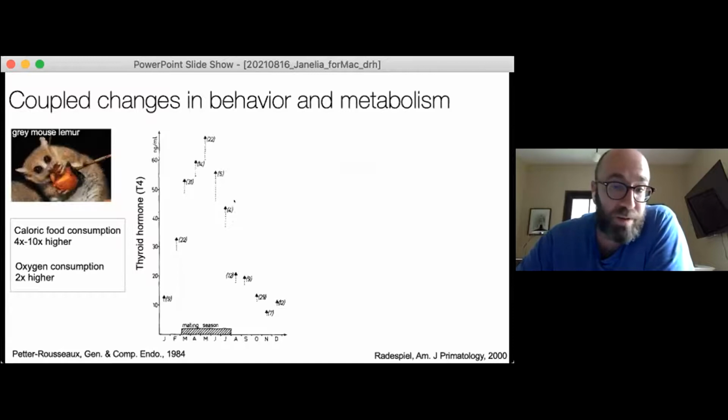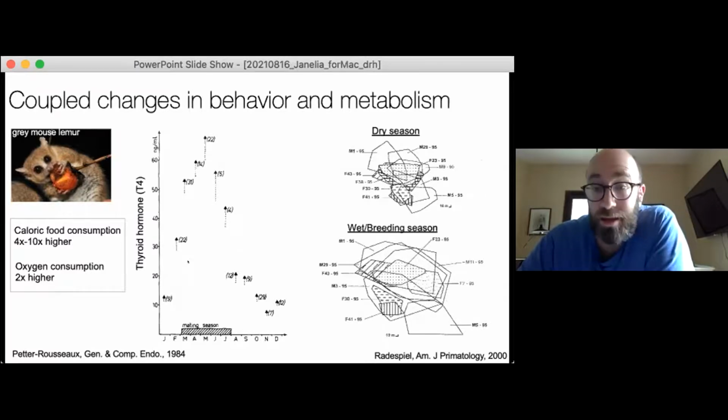Similar observations have been made in multiple species, including primates. Here are male gray mouse lemurs from Madagascar, and they have a huge surge in thyroid hormone levels during their breeding season, which again corresponds to nutrient-abundant wet season. As a result, they increase their metabolic rate, they eat more food and consume more oxygen, and like the striped mice, they greatly expand their home ranges between the dry season and the wet season.